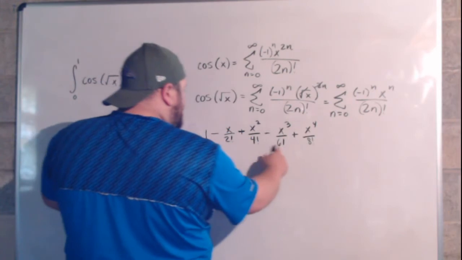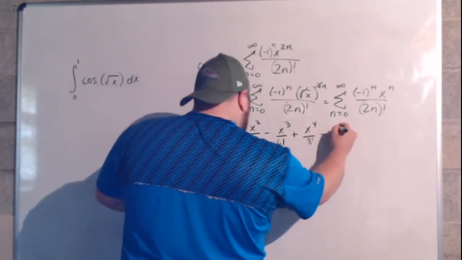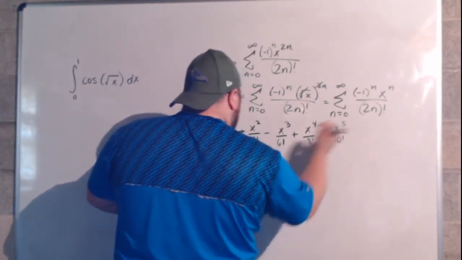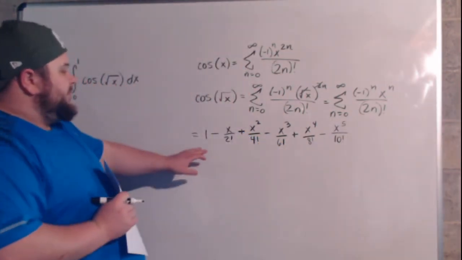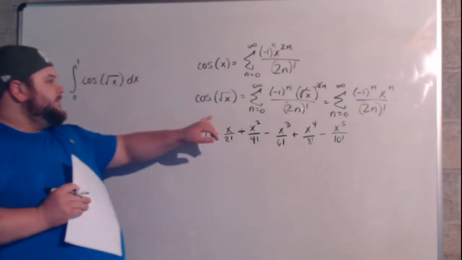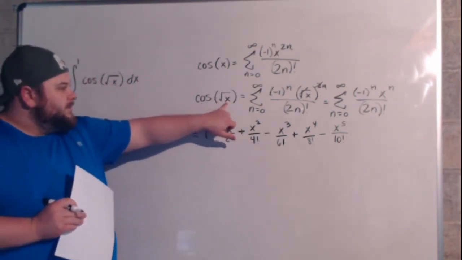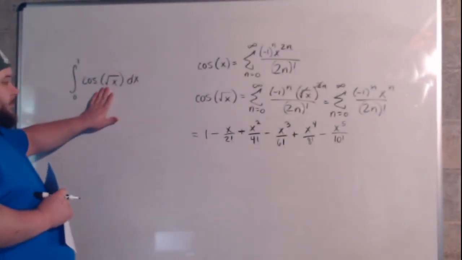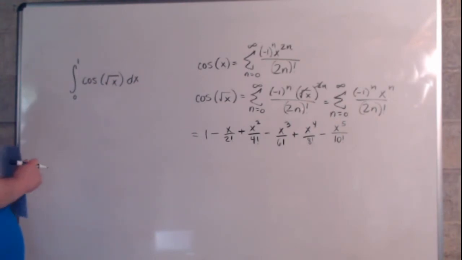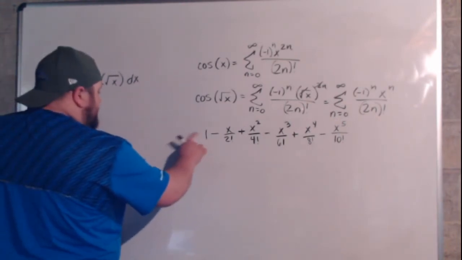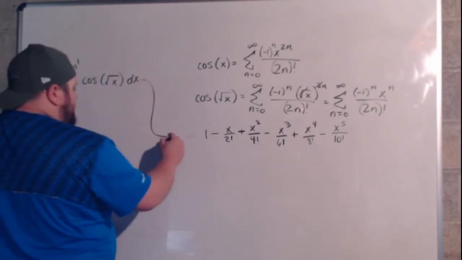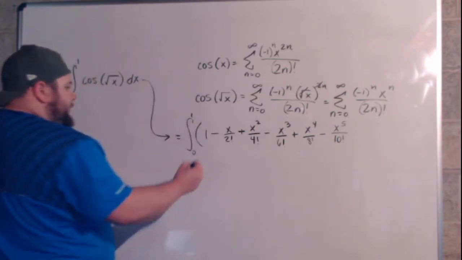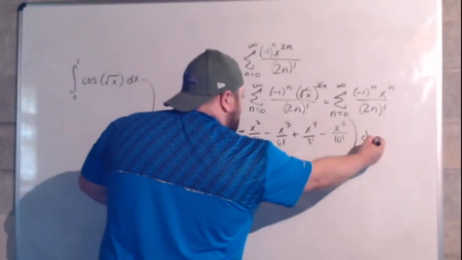So 1, 2, 3, 4, 5, 6. So this represents the first 6 terms of the series representation of cosine of the square root of x. We're going to use these to plug into the integral. So this integral equals the integral from 0 to 1, all of this dx.